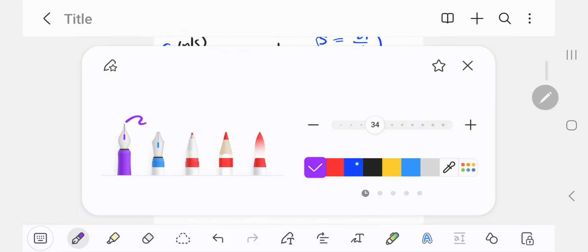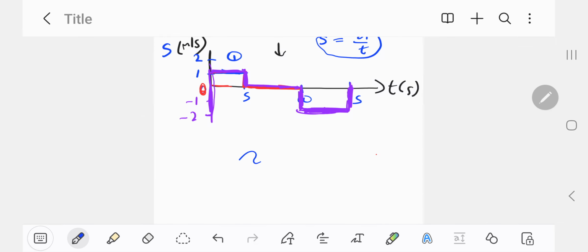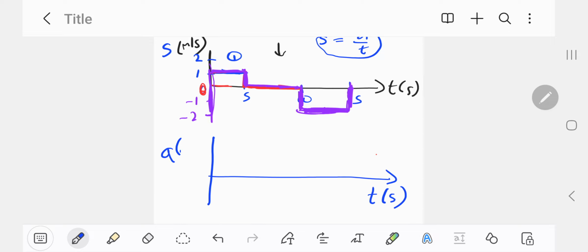Now, how do you go from, let's say, speed-time to acceleration-time? So once again, time stays the same. Acceleration is meters per second squared, if you remember. Looks like that: 0, 1, 2, minus 1, minus 2, because acceleration can be negative as well. That's called deceleration. Okay, and time doesn't change, 5, 10, 15.